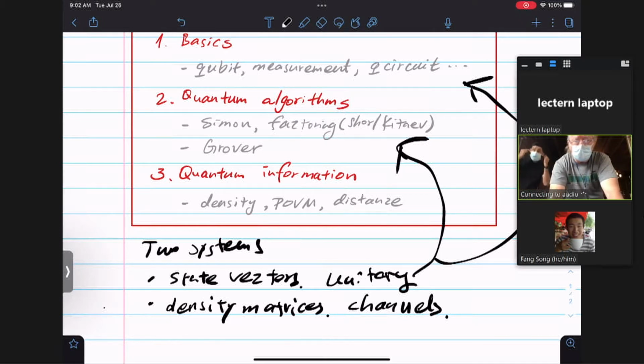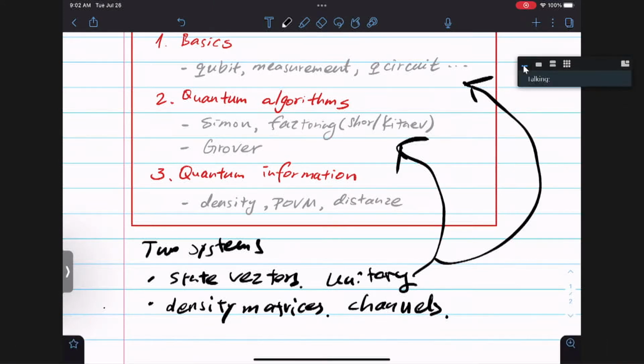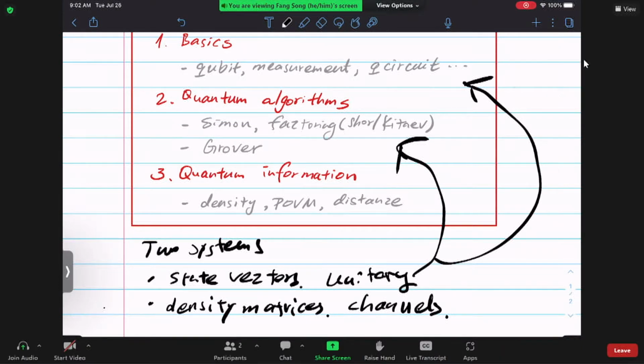Reduce that? Can I move it away? Oh, okay, that looks better.